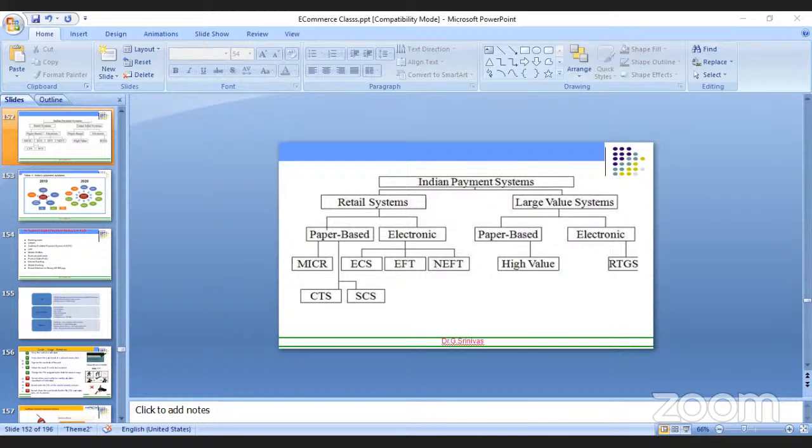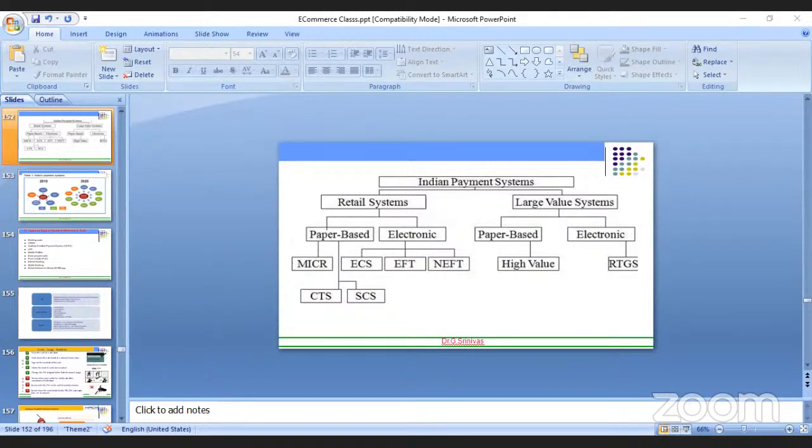Now we have another one, that is RTGS. This is for large value. Real time gross settlement is what we call it. What do you mean by real time gross settlement? Let us see. The real-time gross settlement is the fastest possible mode of money transfer through the bank channel available in India.